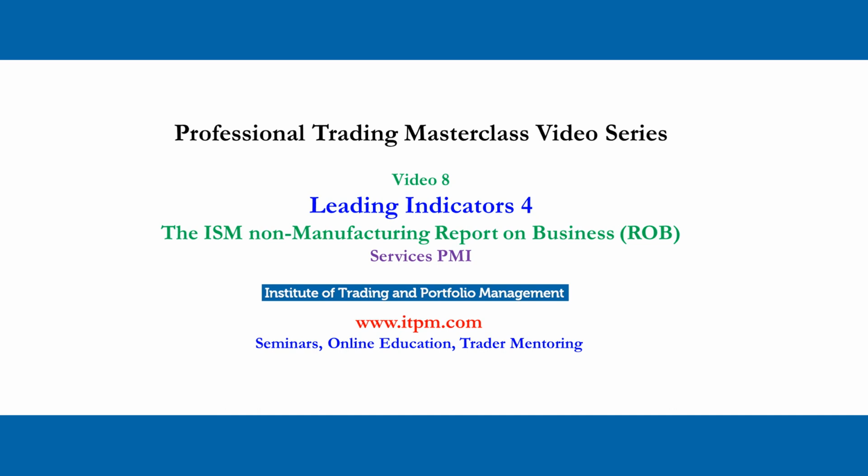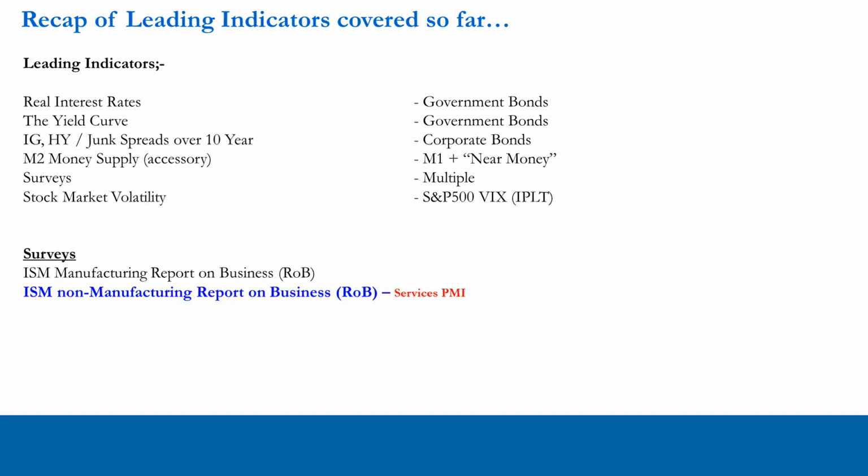Let's just run through a quick recap of what we've learned to this point in terms of leading indicators. We have real interest rates, the yield curve, investment grade, and high yield or junk spreads over the 10-year. We have our M2 money supply accessory. We have stock market volatility, which was covered in the IPLT video series.